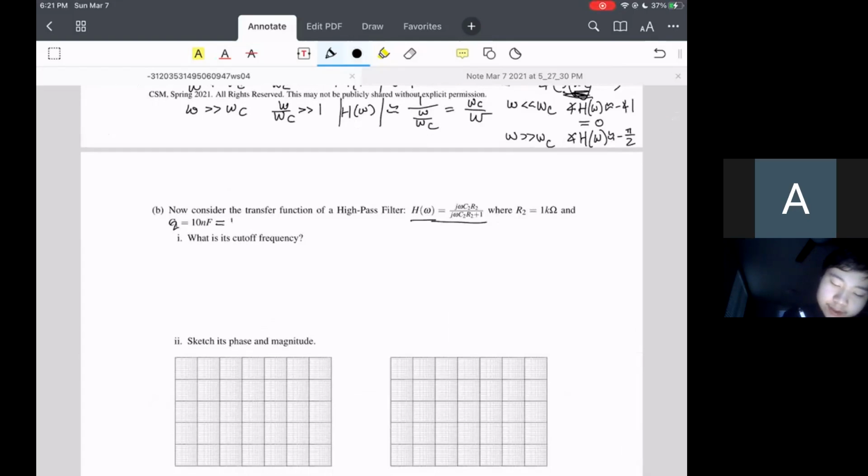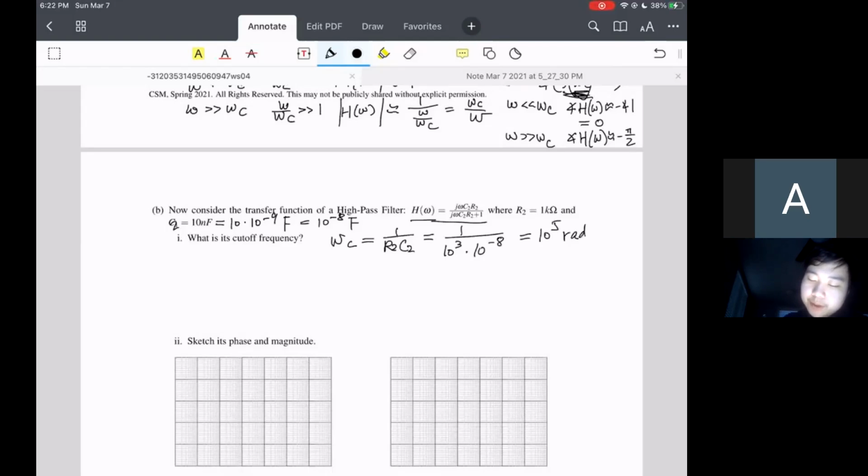So we know that this is actually equal to 10 times 10 to the negative 9 farads, which is 10 to the negative 8 farads. So in the first part, we're asked to find its cutoff frequencies as well. So if you remember from last section, the cutoff frequency of a high-pass filter is exactly the same, omega c being equal to 1 over R2C2, which is equal to 1 over 10 to the third, which is R2, times 10 to the negative 8th, which is C2. This is equal to 10 to the 5th radians per second.